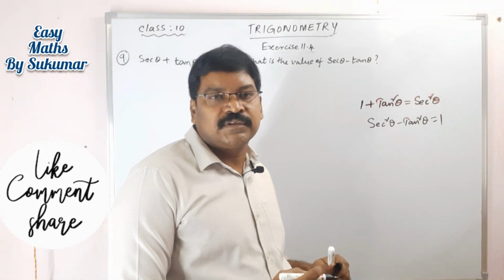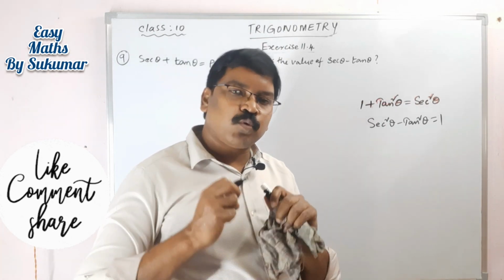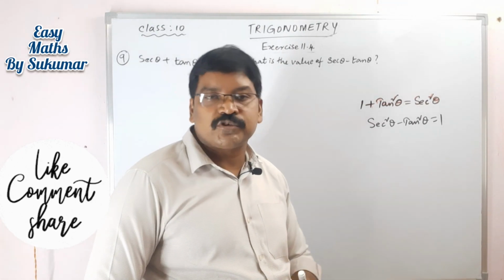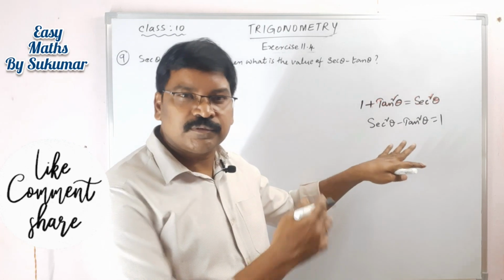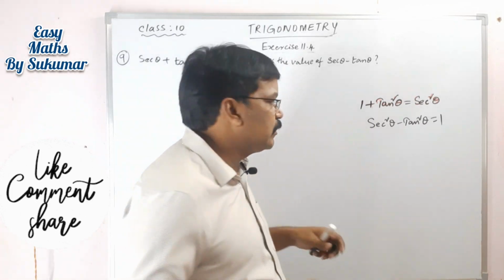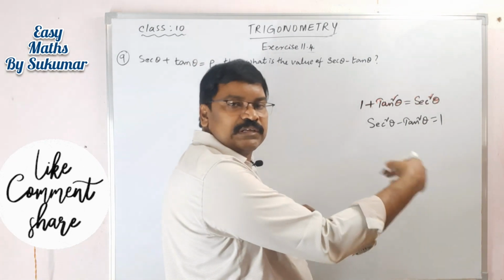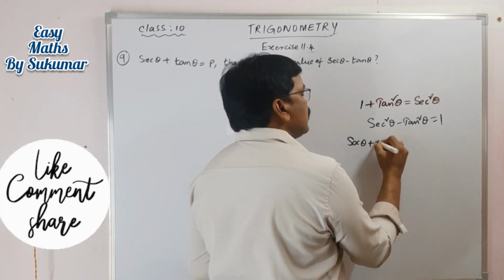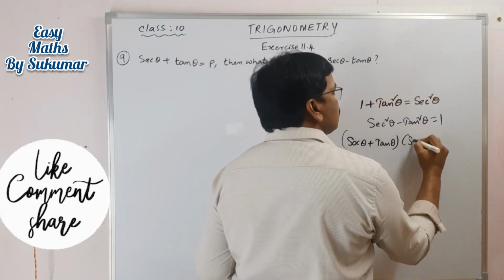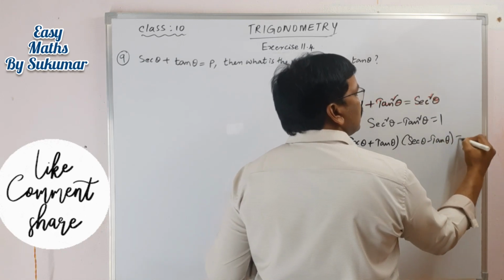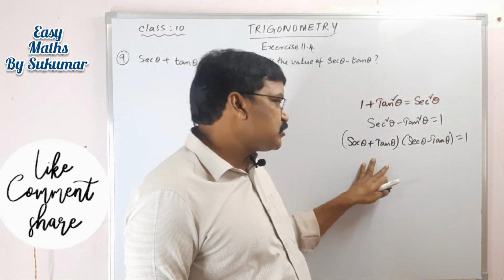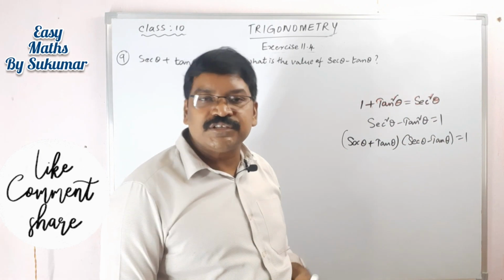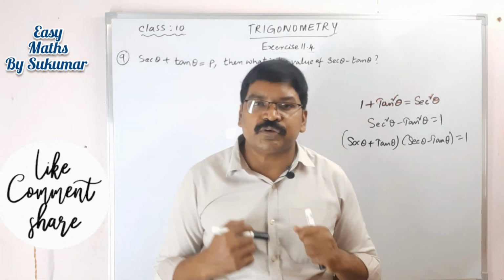Please concentrate here. I am teaching you a very important topic. This topic will come for objective type questions, bits. So secant square theta minus tan square theta is equal to 1. This is a square minus b square, that means (secant theta plus tan theta) times (secant theta minus tan theta) is equal to 1, from the identity 1 plus tan square theta is equal to secant square theta.